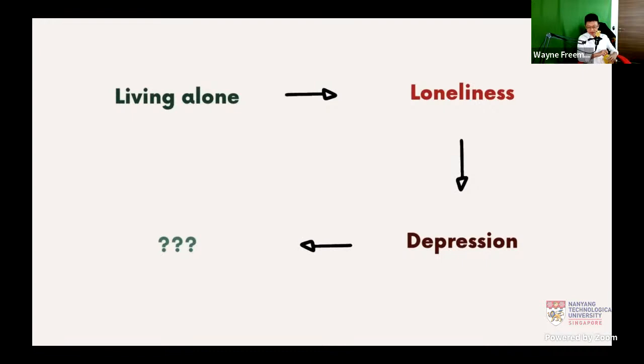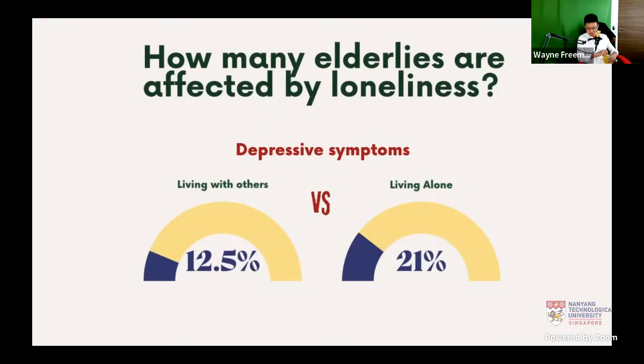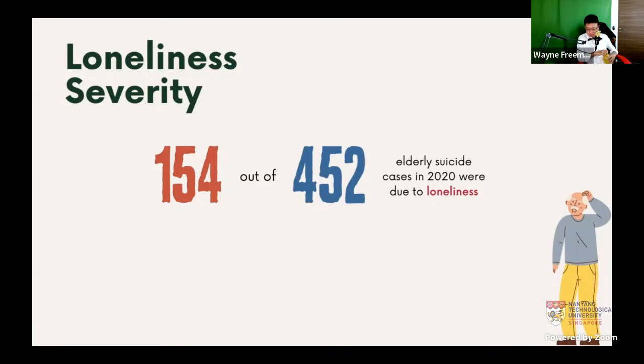Reports show that elderly who live alone are twice as likely to develop depression than those who are not. More deteriorating implications include suicidal tendencies, contributing to the prevalence of elderly suicide rates in Singapore, which increased by 26% from 2019 to 2020 and can be traced back to loneliness. Additionally, the most common cause of elderly suicide is depression.